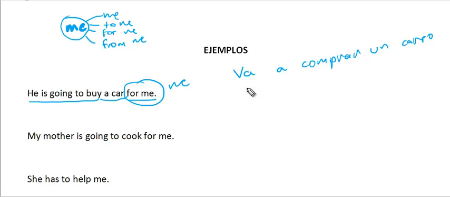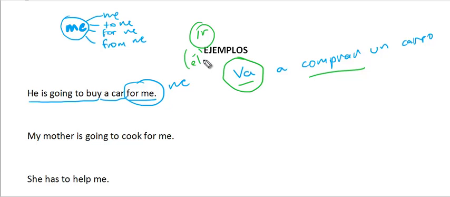Okay. The first question is how many verbs do we have? And we can see that we have two verbs. This is a conjugated verb because we are changing the form of the verb from the infinitive ir to match with the third person, él, in this case, right? He is going. So this is a conjugated verb. And this one is an infinitive verb. The verb is in its natural form. The infinitive to buy, right?